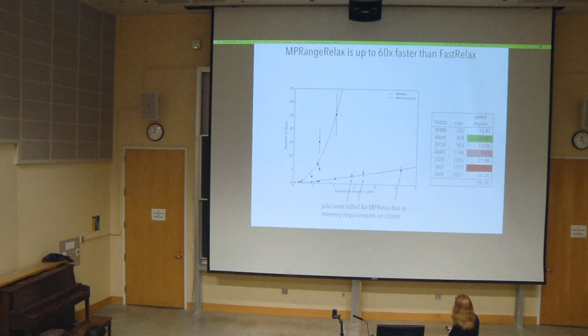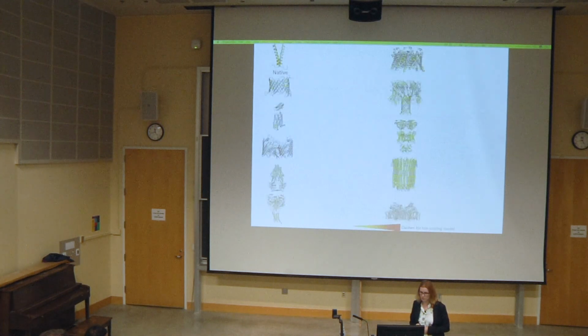And here are some more detailed results. These are PDB IDs for those structures, number of residues, and here is the speed improvement. On average, you would get a 20 times speed improvement, but up to 60 times speed improvement for this particular small benchmark set.